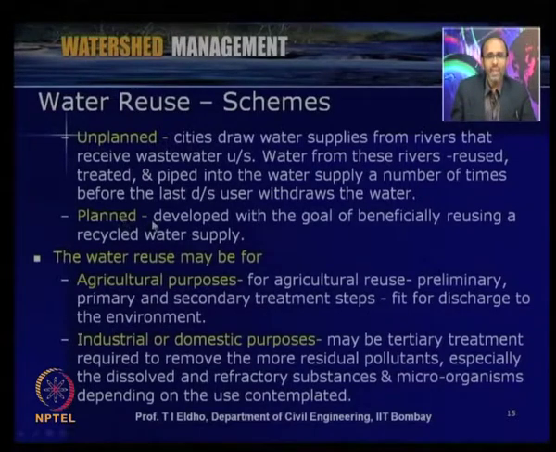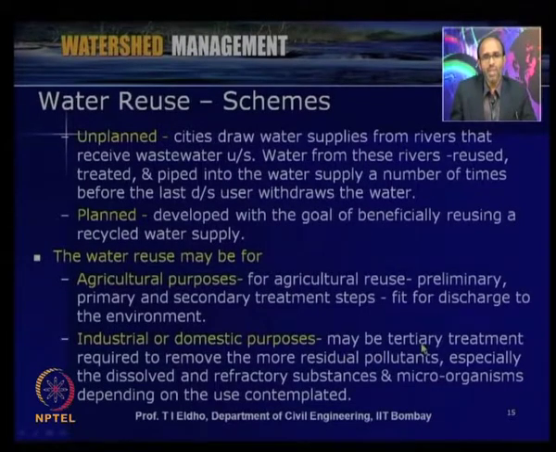The planned scheme is, especially where an industry or a particular locality is concerned, we can identify the quality of the wastewater, go for appropriate treatments and then beneficially reuse the recycled water. So whether it is unplanned or planned, we have to see the intended use. The planned use may be for agriculture, industrial or domestic purposes. For agriculture reuse, we may have to go for primary and secondary treatments as we discussed in the last lecture.